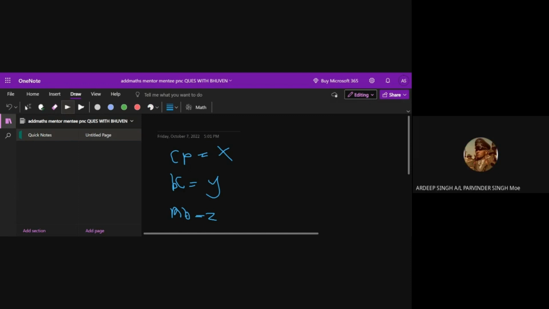The CP is color papers. The BC is boxes of crayons, and MB is the Z. We already know all this. We already named the variables. That's the first step. Then we reread the question again.